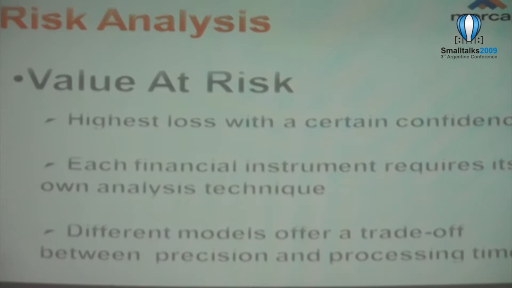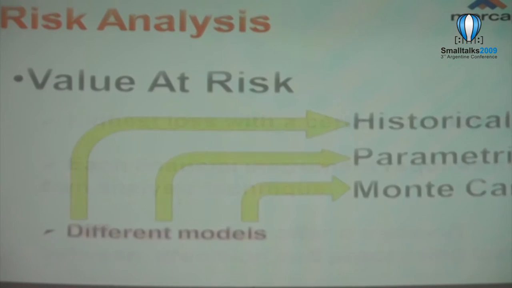Well, there are different models. As always, we have a trade-off between the time it takes to get the result and the precision you're going to get. Anyway, as always, we are talking risk here, and it's just an estimation. It's a model. It's a tool that you can use, but you should never act only upon this. So the different models that were implemented are called historical value at risk, parametric, and Monte Carlo.